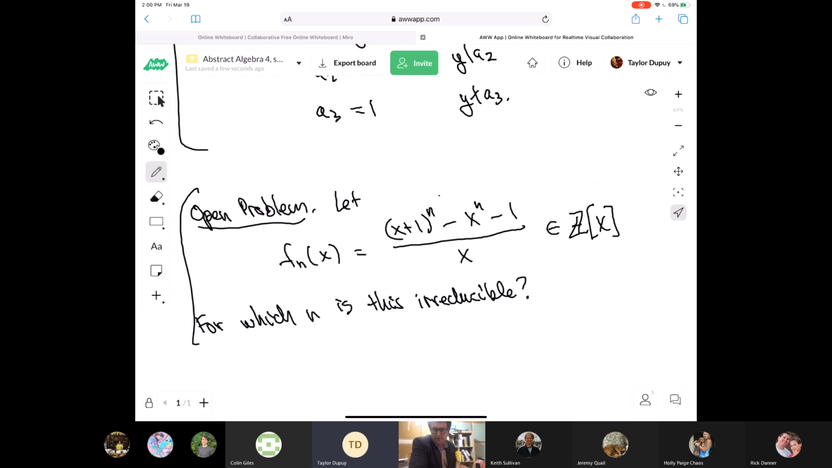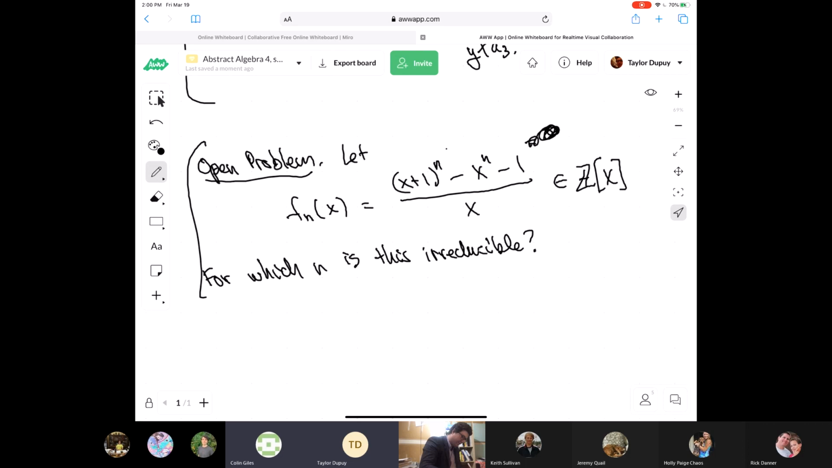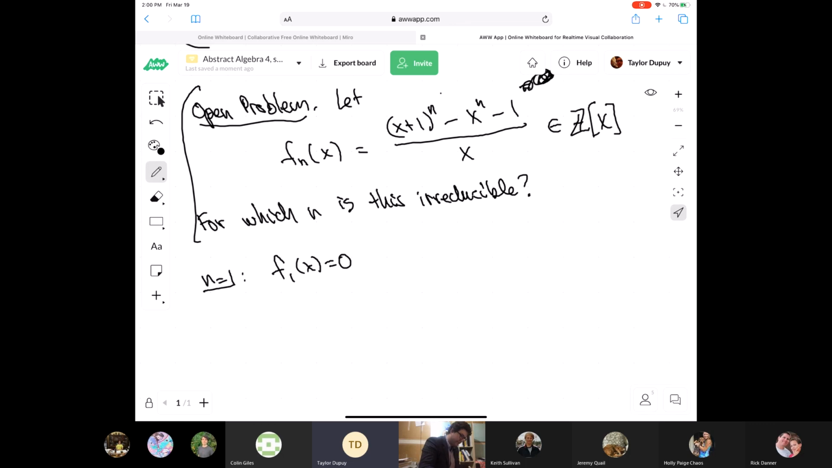Taylor, I might just be bad at math, but if n is equal to 1, how do we get integer coefficients? For n equal to 1, this is 0, right? Oh, there we go. All right, that makes sense. Yeah, for n equal to 1, f1 of x is 0. Okay. But in general, what does this thing look like?